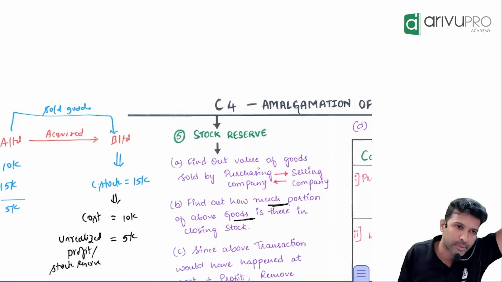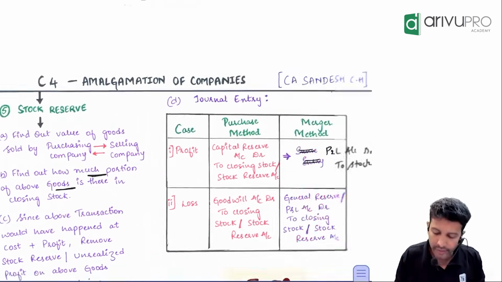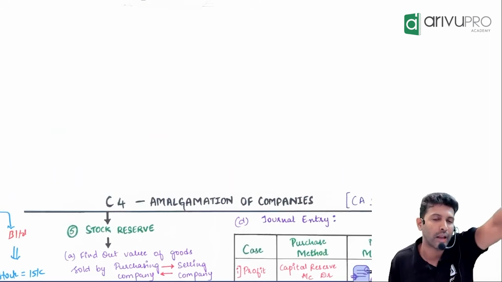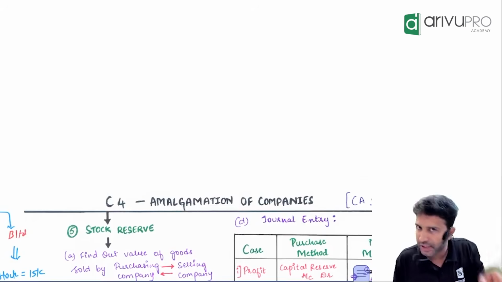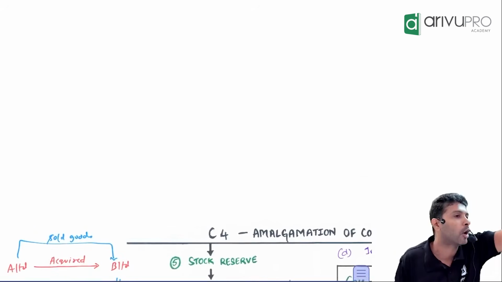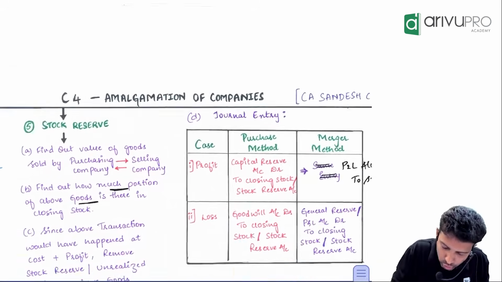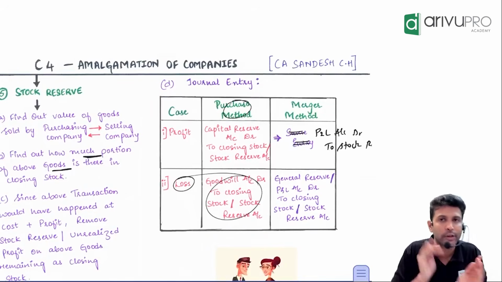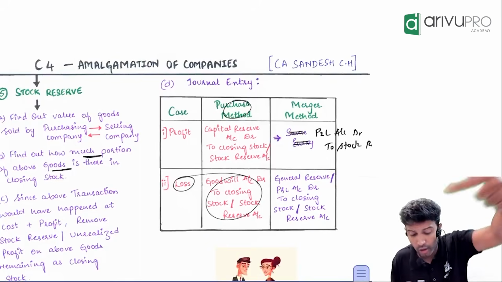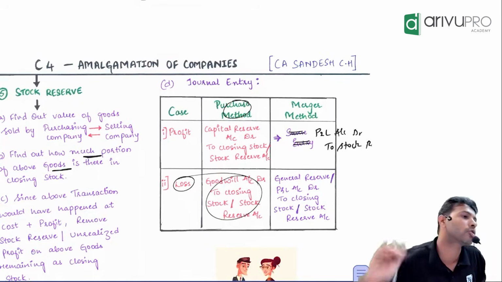It's an add-on concept, right? So what entry you will pass for eliminating stock reserve depends on the method. Now I think you know this, you will help me out. Sir, first let's take the purchase method. Under the purchase method, if the purchasing company makes a loss, what do we call that loss? Goodwill. So under the purchase method, if you get a loss scenario, then the journal entry for stock reserve elimination is: we call the loss goodwill. So the entry you will pass is goodwill account debit to stock reserve.